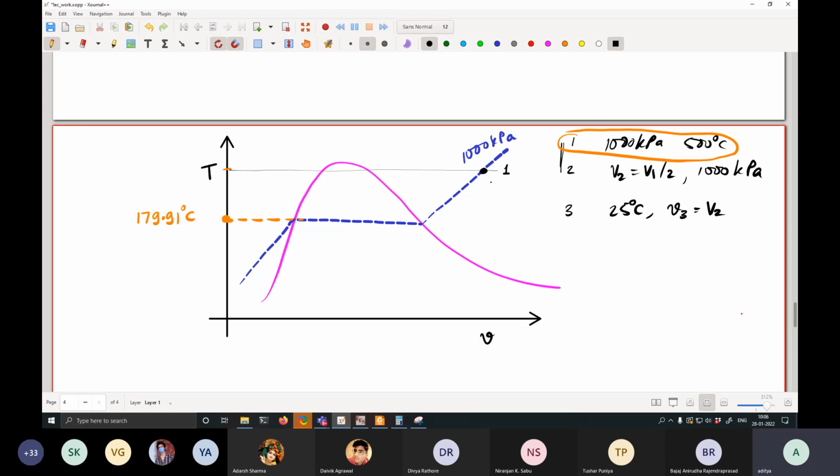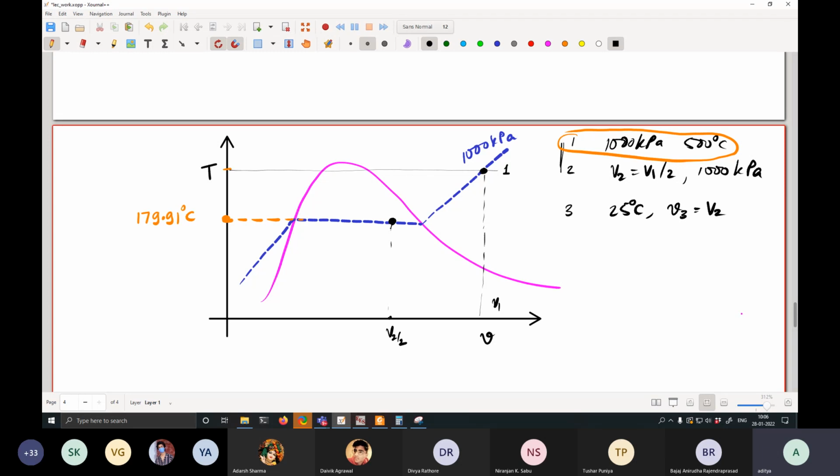Yes, sir. Now where is point 2? Point 2 is inside the dome. Inside the dome it is. So the volume is half its volume. So this is V1 by 2. It is somewhere over here inside the dome.